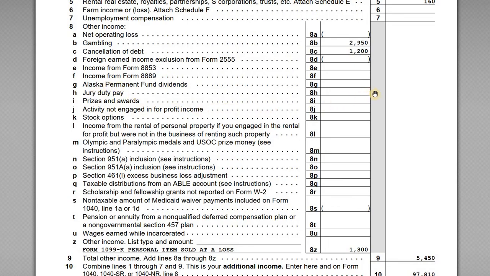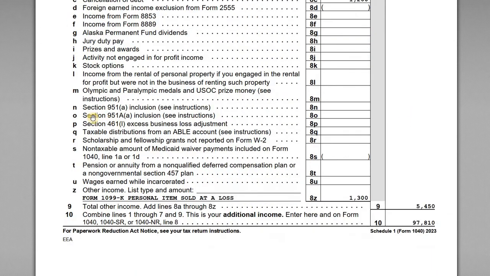Jury duty pay, right? So that's not reported as wages, right? You're not an employee of the state, so it's jury duty compensation reported on 8H. Some other items that are common here, line items N, O, and P. So line item N, 951A inclusion, that's Subpart F income.